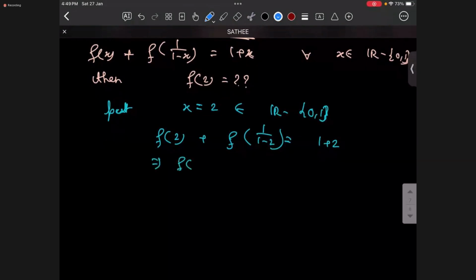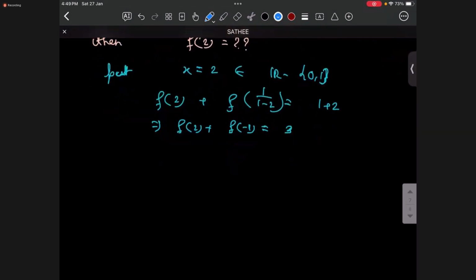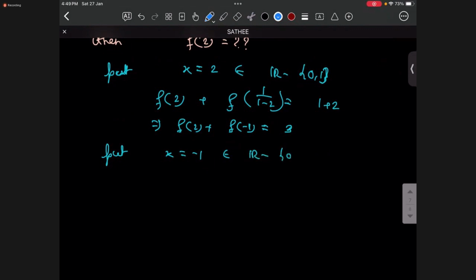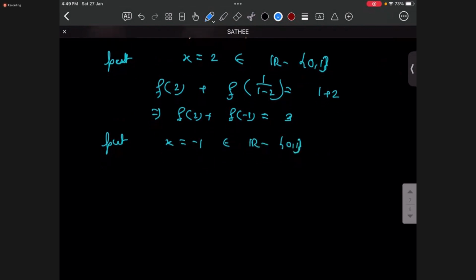This implies f(2) plus f(minus 1) is equal to 3. Now again put the value x equals minus 1. Clearly that is also in the domain, right? So what we get? Minus 1 plus f(half). This is equal to 0.